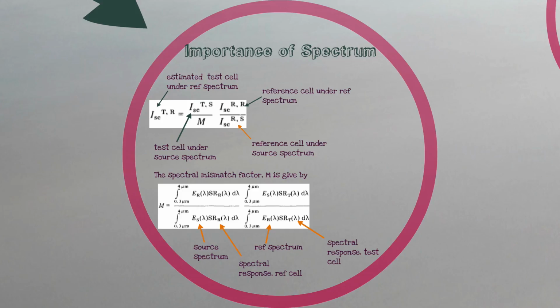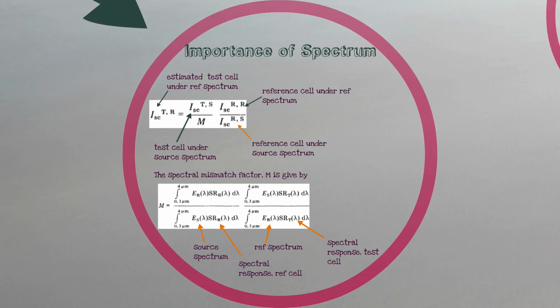If you have a test cell that you're measuring under some source spectrum, you take the short circuit current density, and you scale it based on this simple expression. In other words, this is the test cell under some source spectrum divided by M, which is a spectral mismatch factor, which is defined here. We'll come to that in a second. Multiplied by this ratio, which is basically the short circuit current density of a reference cell taken with the reference spectrum divided by that taken with the source spectrum. So it's just scaling the spectrum. It's not exact because to do it exactly, you have to actually do an integral over the spectrum. This is just an approximation, but it's a relatively good approximation.